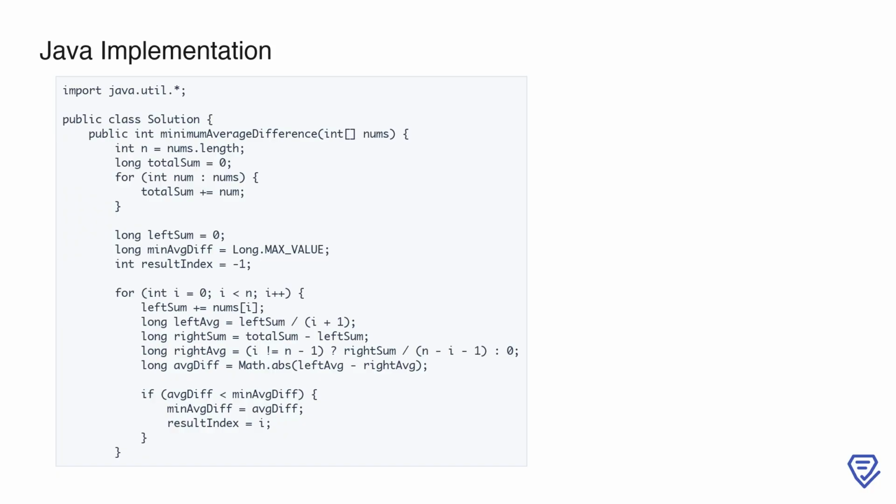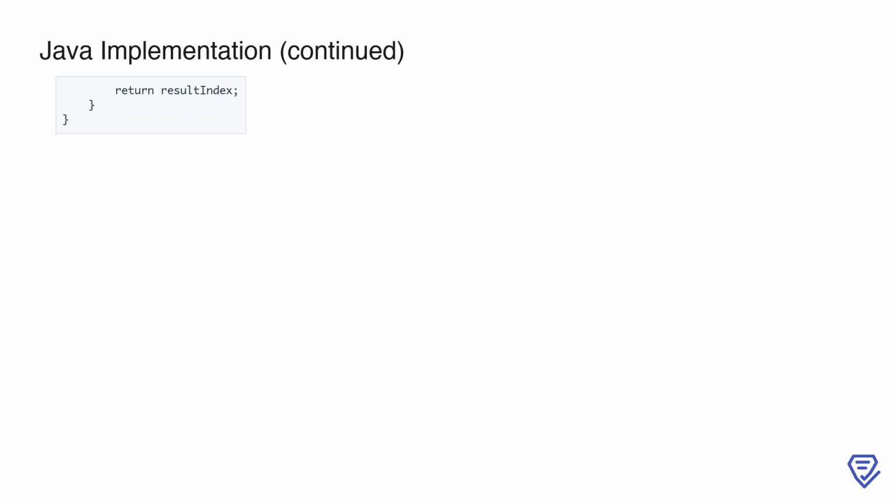Similarly, the right sum is computed as the difference between the total sum and the left sum. If the current index isn't the last one, we calculate the average of the right subarray as right average, otherwise, we set it to 0 since there are no elements on the right. The absolute difference between the left and right averages is then calculated as average diff. If this difference is smaller than the min average diff we've encountered so far, we update min average diff and store the current index as result index. Finally, after completing the loop, we return the value of result index.